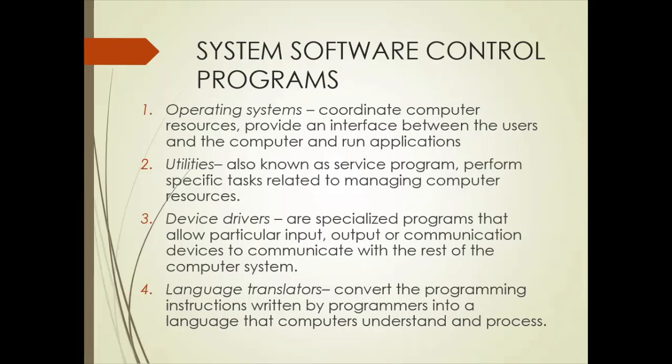Now, these are the four control programs of system software. One is operating system. Some of the operating systems you must be knowing of are Windows 7, Windows 8, Windows 10. The latest one is Windows 10, which is used by many people in Fiji now. Windows 7, now Windows 10 is being used. Right, so let's see what is operating system. It says coordinate computer resources, provide an interface between the users and the computer, and run applications. So that's the job of operating system. Okay? It manages the overall operations of the computer and allows users to interact with the computer.